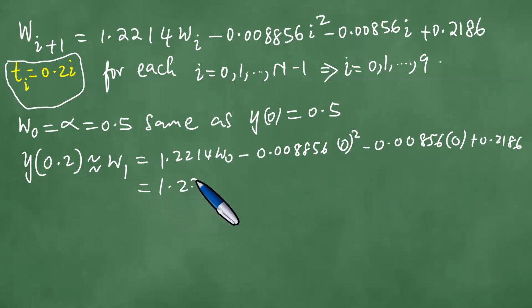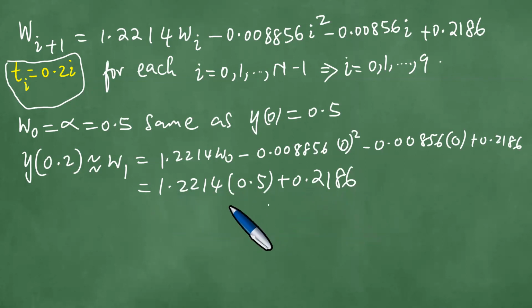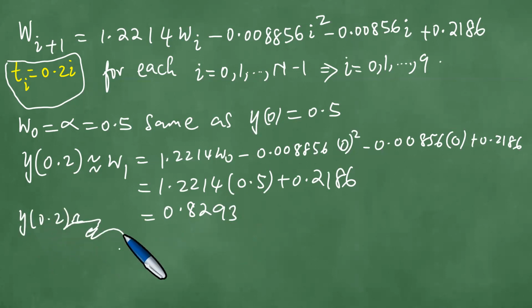But it is 1.2214 times w0, which is 0.5 for this question, that is the initial value, and then 0, 0, and this one is 0.2186. We multiply by 0.5 and add to that. And that gives us 0.8293. Okay, so it estimates exactly that.